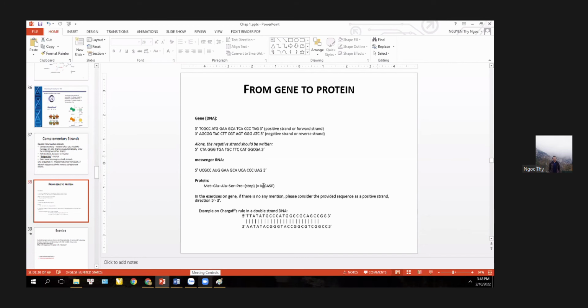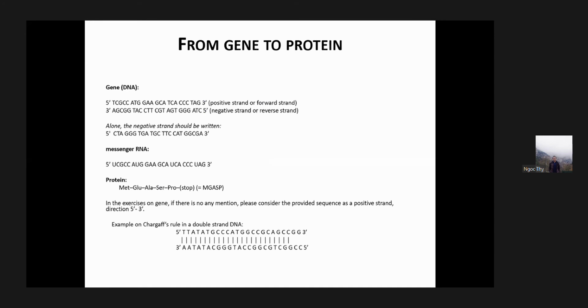So this is an example of a DNA double strand. If we have one DNA strand, 5', 3' here is T, G, G, C, C. Following the Chargaff rule, the complementary strand will be 3', 5': A is linked to T, G is linked to C, C is linked to G, and so on. And if we rewrite this negative strand from 5' to 3', we will have to reverse it. Okay.